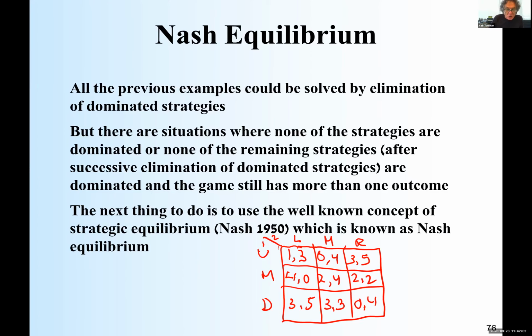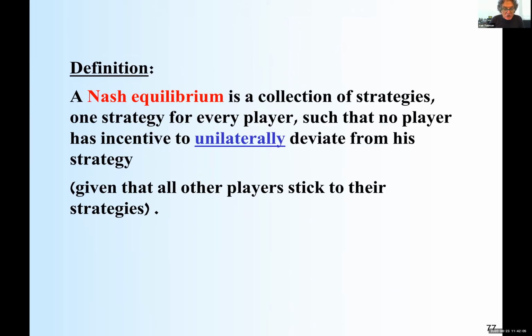So now let's say, what is the definition first of a Nash equilibrium by John Nash? A Nash equilibrium is a collection of strategies, one strategy for every player. So if you want to solve the game, you want to ask what strategy every player is going to choose. The choices of the players should be such that no player has incentive to unilaterally deviate from his strategy, given that all other players stick to their strategies.